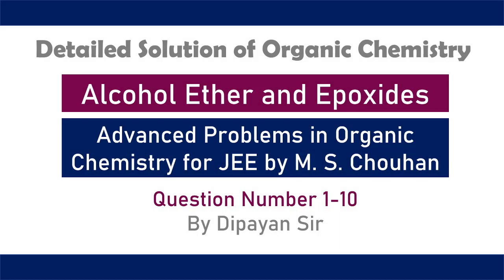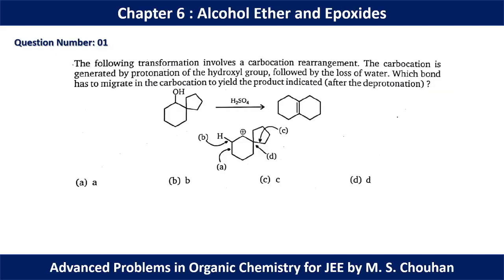Hello students, in this video we are going to discuss question number 1 to 10 from the alcohol, ether and epoxide chapter from Advanced Problems in Organic Chemistry for JEE by MS Chauhan. In question number 1 we have one alcohol along with H2SO4.